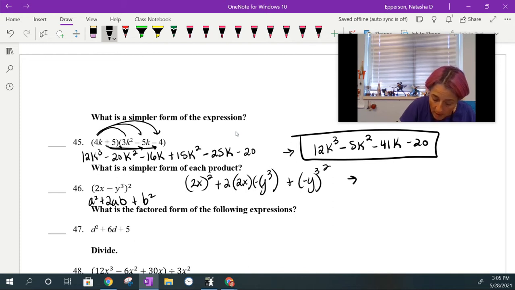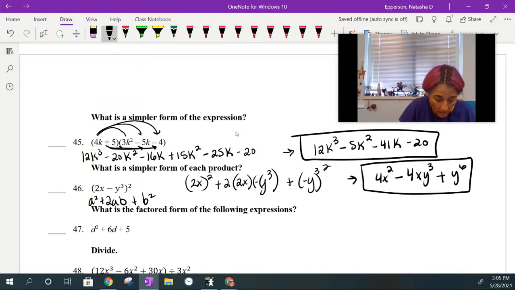Okay, so this is going to become 4x squared minus 2x times y cubed is going to give me 4x y cubed, and then plus y to the sixth. 3 times 2 is 6. You can also just take 2x minus y cubed times 2x minus y cubed and FOIL it out. This is the shortcut.